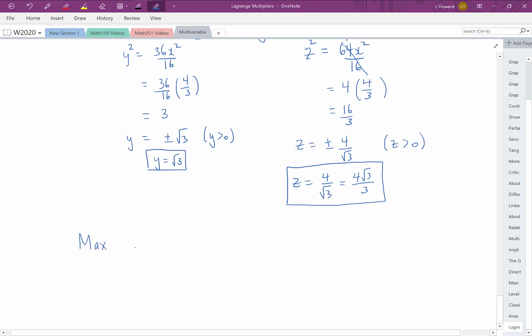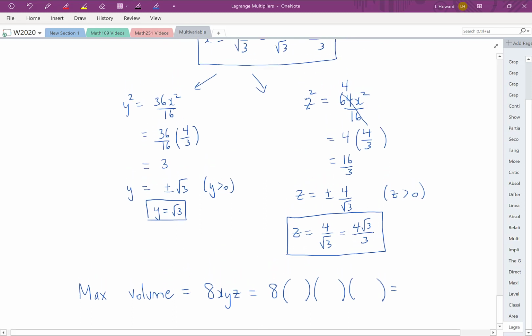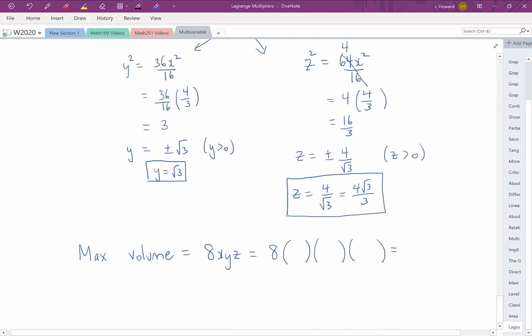So the question was, find the maximum volume of the box. And our function giving us our maximum volume, remember, was 8xyz. So we're just going to multiply 8 times each of our dimensions here, and we'll have our answer for the maximum volume. Okay, so just scrolling back for a second, we said x was 2 root 3 over 3. We said y was root 3, and we said z was 4 root 3 over 3.